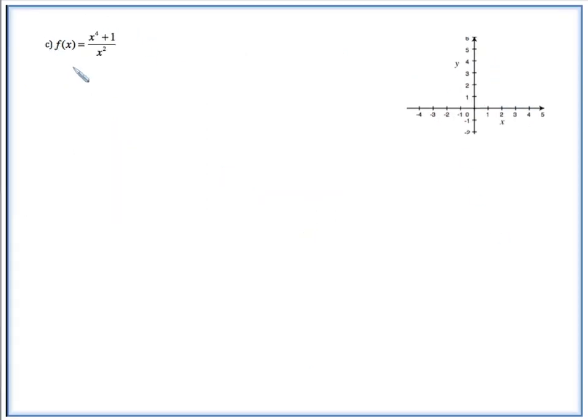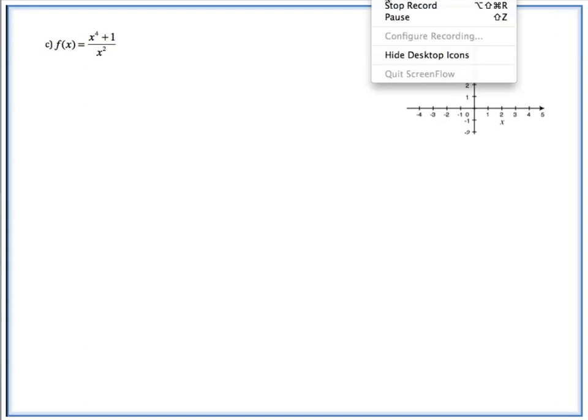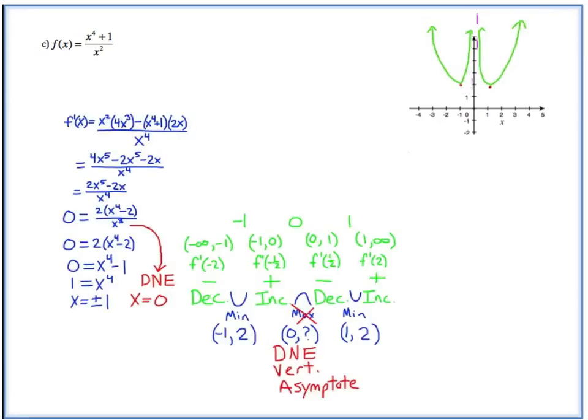This next example is on your own, so go ahead and find your critical numbers and then use the first derivative test to find the relative extrema. Come on back when you're done and check your work. All right, so go ahead and check your work here, and when you're done, bring any questions you have with you to class.